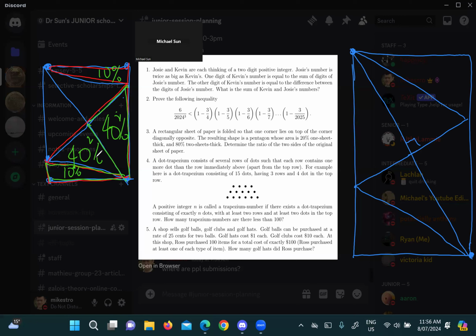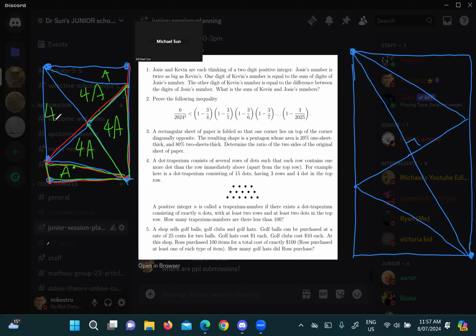So now we can forget about the pentagon, right? This is a pure simplification, do you understand? The information given to us by the pentagon is really just telling us the area of this is A, and the area of this is 4A. That makes sense? And these are the same, right?